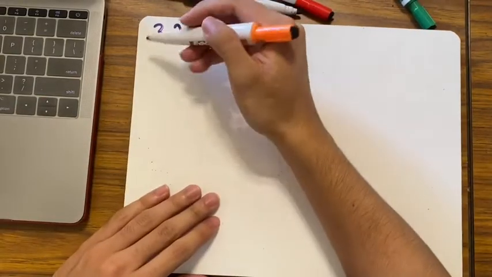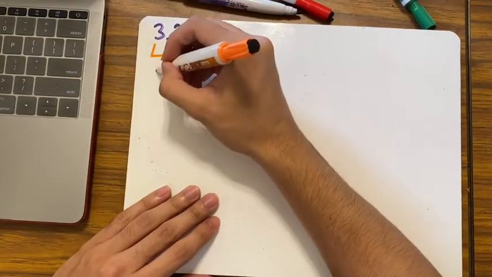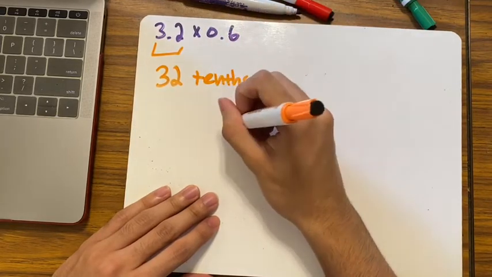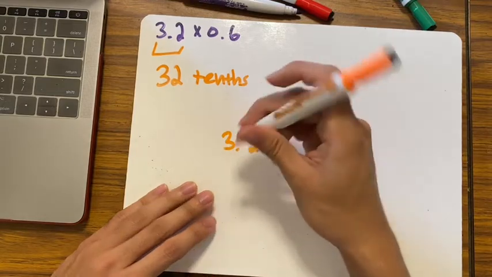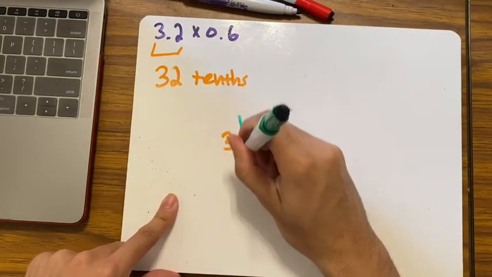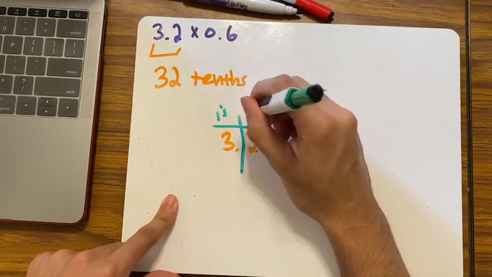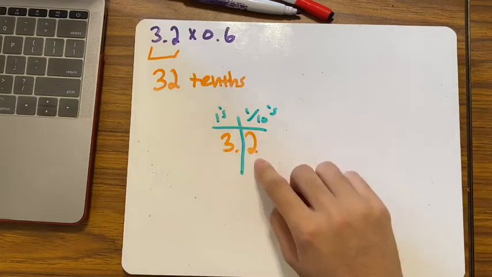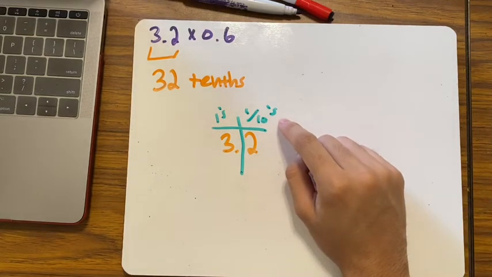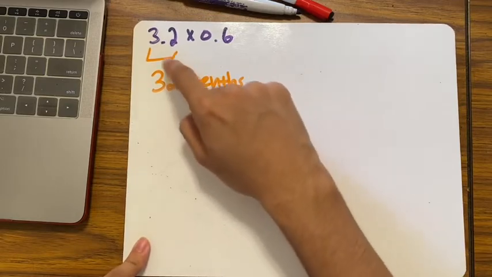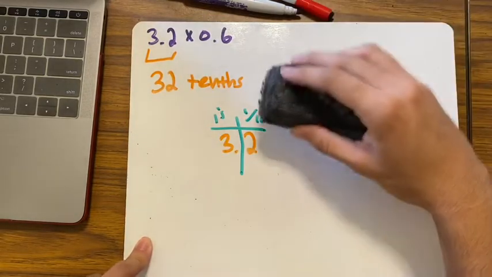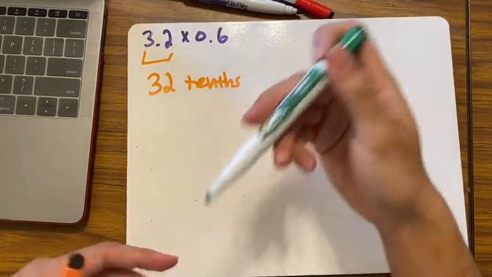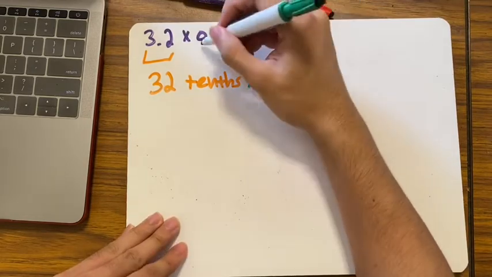right? So 3.2 in word form is 32 tenths. Now, how did I get that? Well, again, if we make a place value chart, 3.2, here I have my ones, and here I have my tenths. My 2, my last digit, my 2 is in the tenths place. So then this whole thing is just 32 tenths. You take out the decimal, okay?